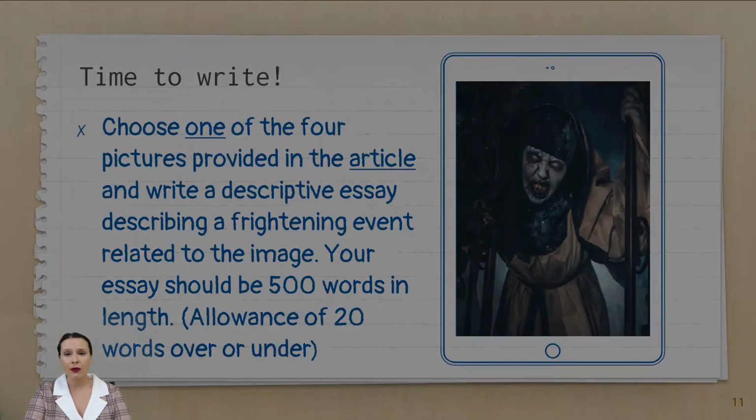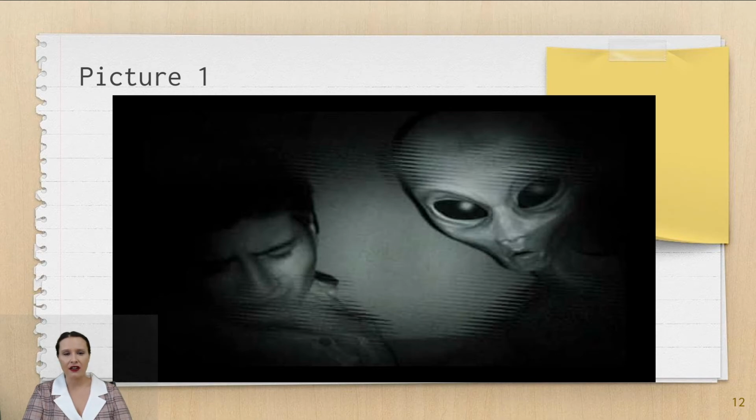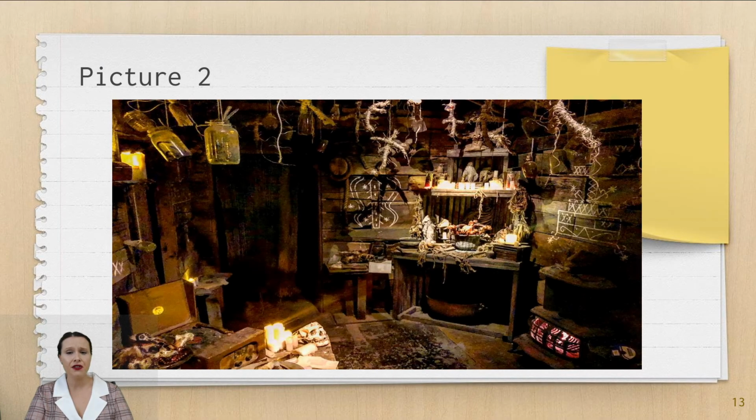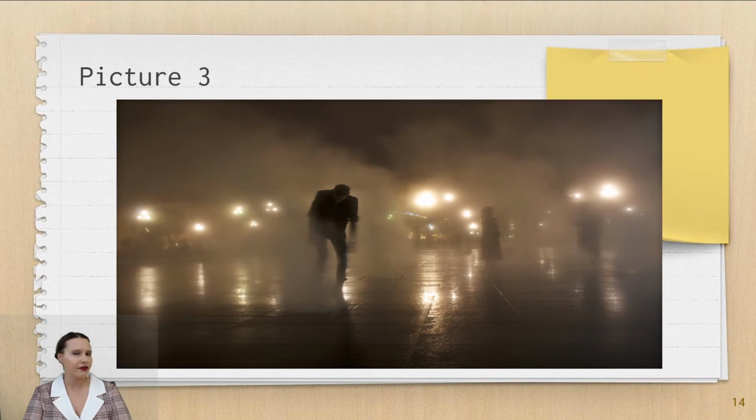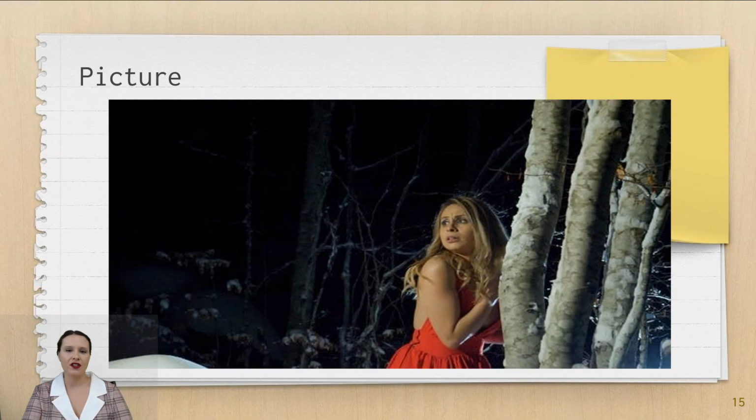So if we look at the 4 pictures quickly, there's a picture here with a man and an alien. Whatever description you can come up with. Picture 2, this kind of looks like a wood cabin somewhere. I don't want to give too many ideas. Number 3, some kind of zombie, maybe a zombie apocalypse. It's all up to you. And the 4th picture is just of a frightening girl somewhere in the woods.